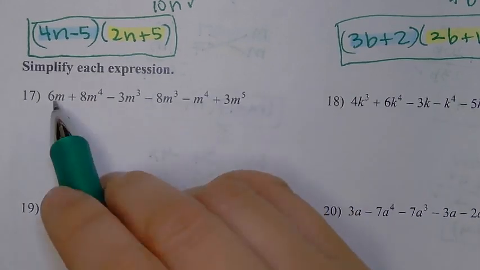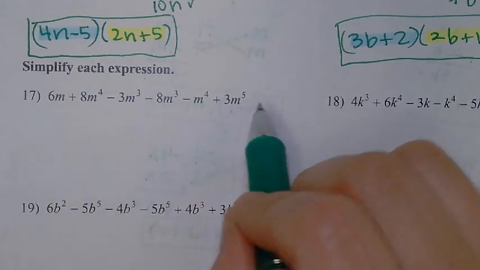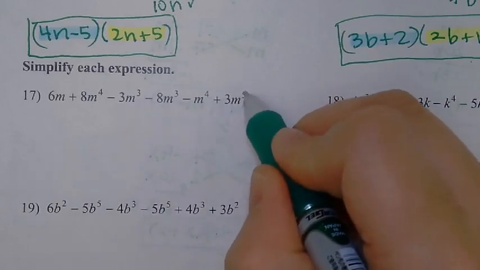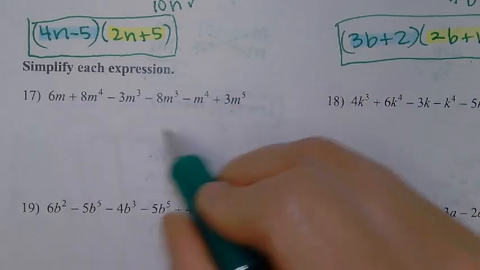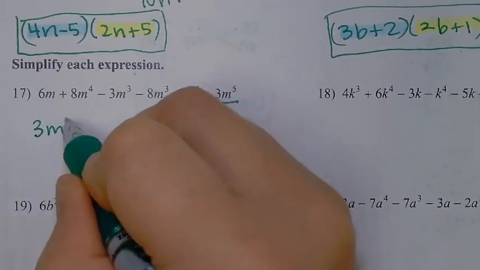All right, so again, it says simplify each expression. I'm going to look for the highest exponent. So I see here that 5 is my highest exponent and no other ones have 5. This is it. So I'm just going to write that down. Just 3m to the 5th power.